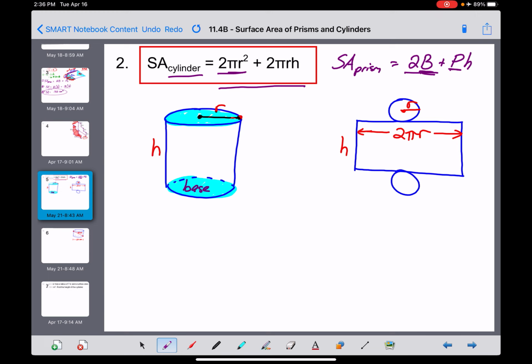The capital P here meant perimeter of the base. And in this case, since the base is a circle, we don't use the word perimeter, we use the word circumference. And the formula for circumference is 2 pi r. So that's the circumference, 2 pi r, multiplied by h. And that's where this formula here for surface area of a cylinder comes from. It's really the same formula as surface area of a prism. We just adapt it to accommodate for the fact that we are dealing with circular bases rather than polygon bases. Okay, it's actually a pretty easy formula to use.